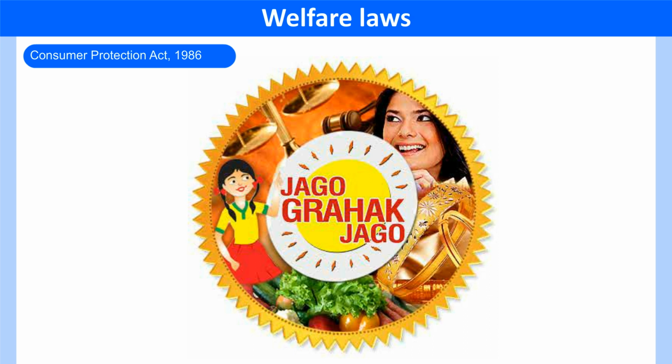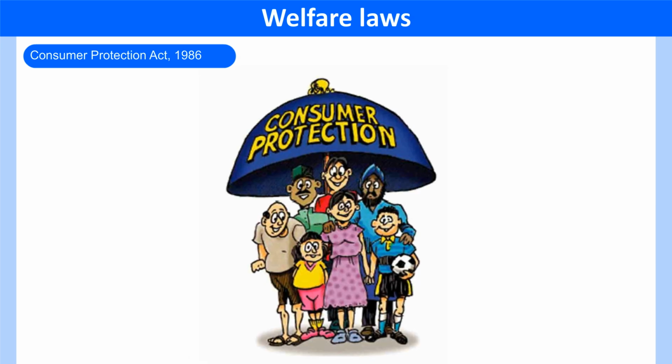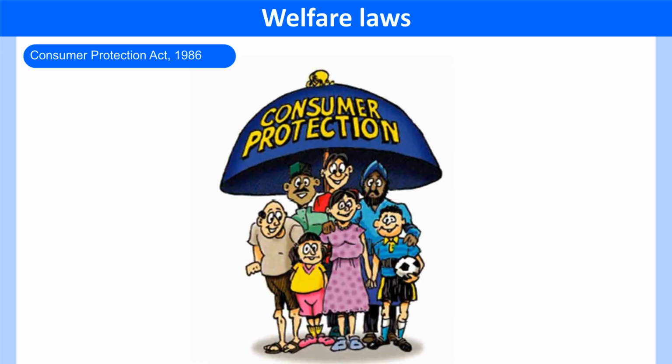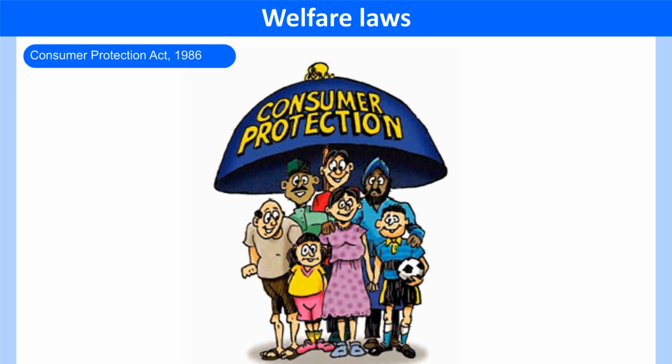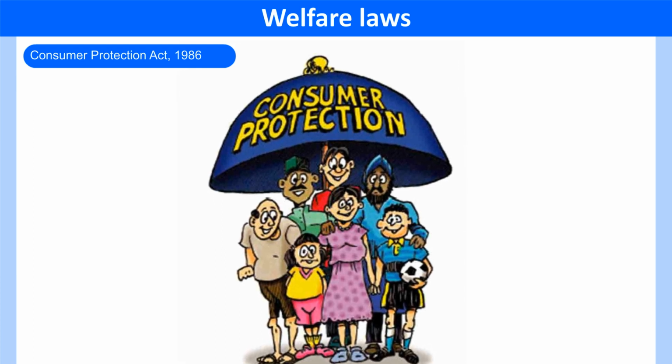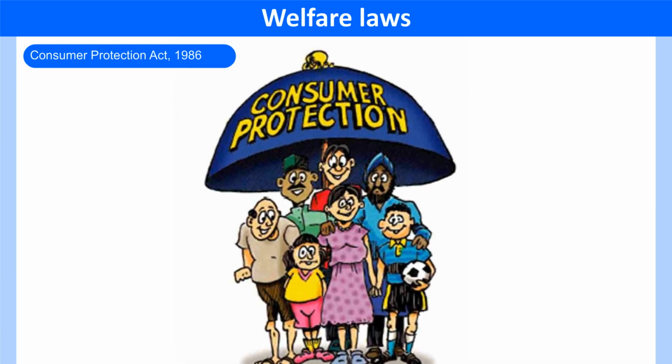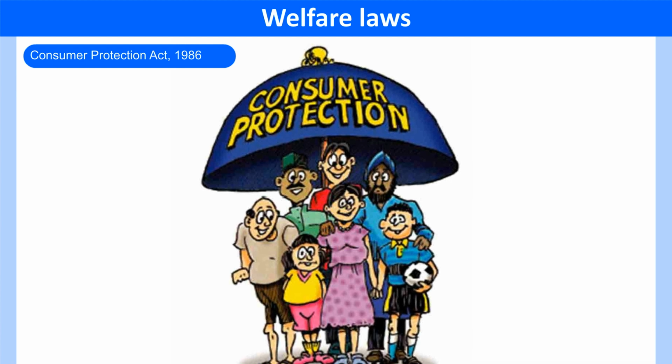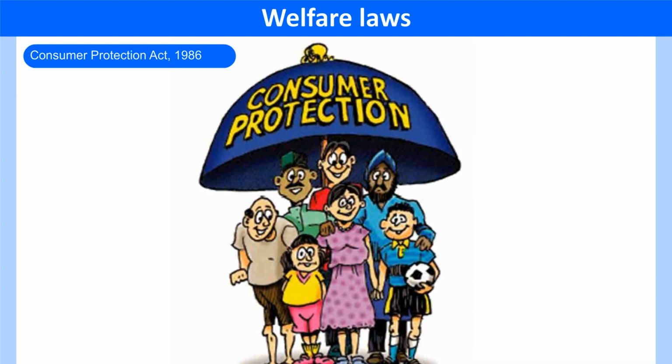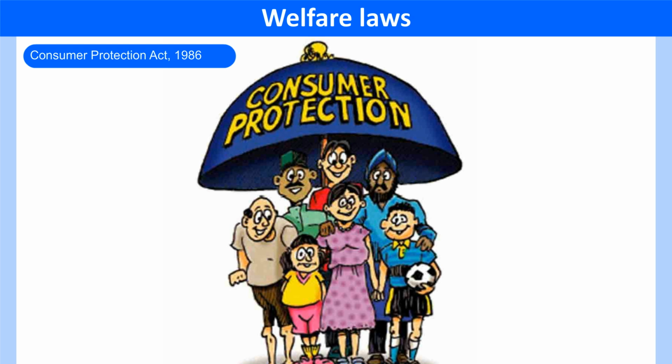In each district and each state, consumer disputes redressal commissions have been set up. Each of these is headed by judges. The National Consumer Disputes Redressal Commission is located in Delhi. If a person, after complaining to a district commission, is not happy with the verdict, he or she can approach the state commission and ultimately the national commission.